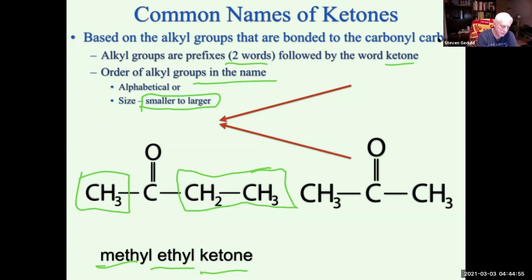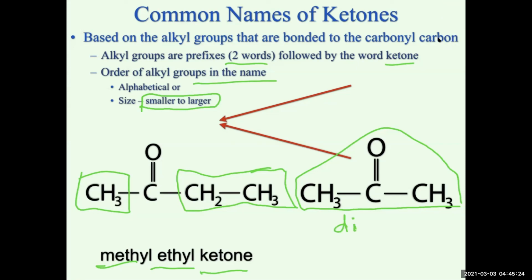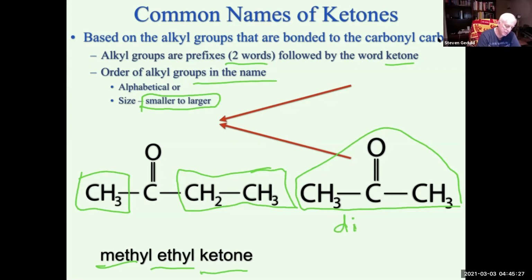Okay, this one here. Who wants to guess the IUPAC name? It is propanone. 3 carbons, O-N-E ending, propanone, all single bonds. What's the common name? It starts with di, because there's 2 of the same group. So what would the common name be? Dimethyl ketone. Perfect, exactly right. There's 2 methyl groups, so dimethyl ketone.